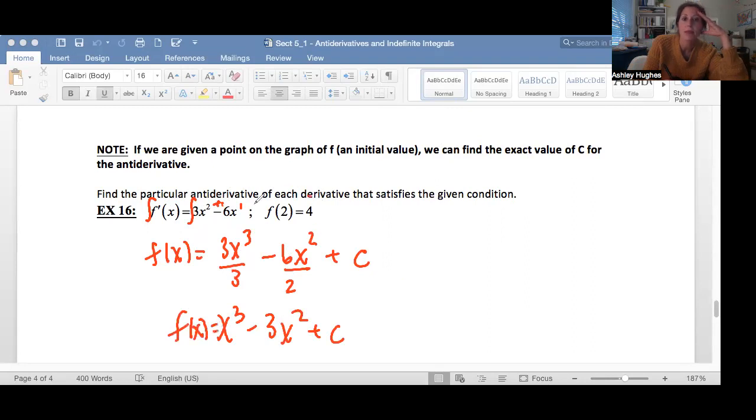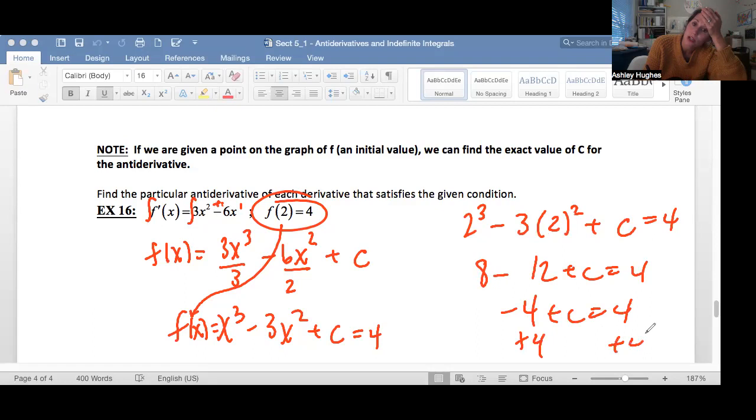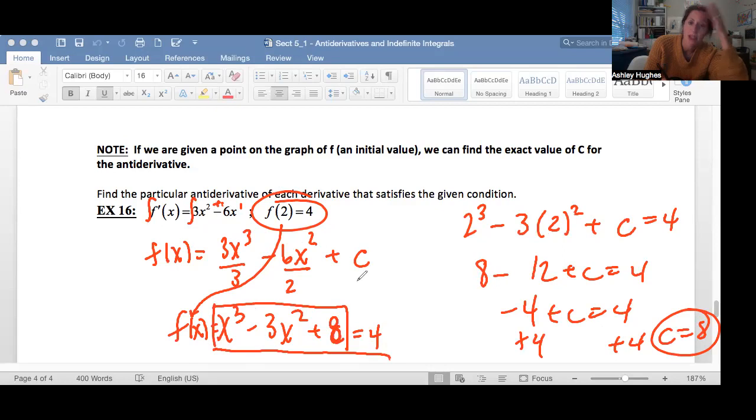But I can find my particular answer because I know when I plug in 2, the output is supposed to be 4. So we plug in 2 and we solve for c. So 8 minus 4 times 3 is 12, plus c equals 4, so -4 plus c equals 4, so add 4 over, so c must be 8. So that means that our answer then is this guy here, but we're going to put plus 8.